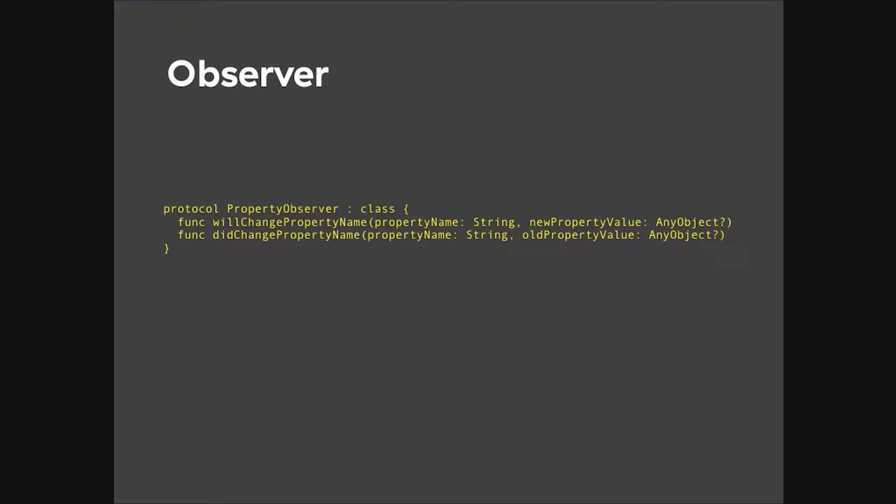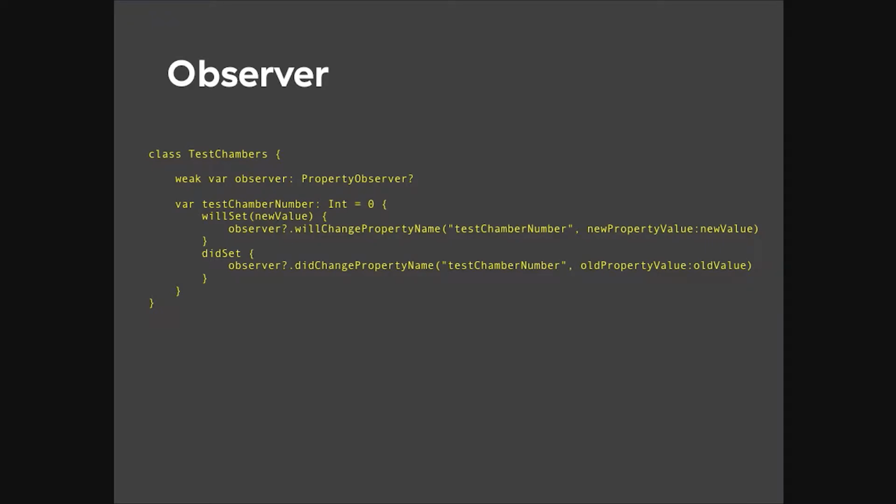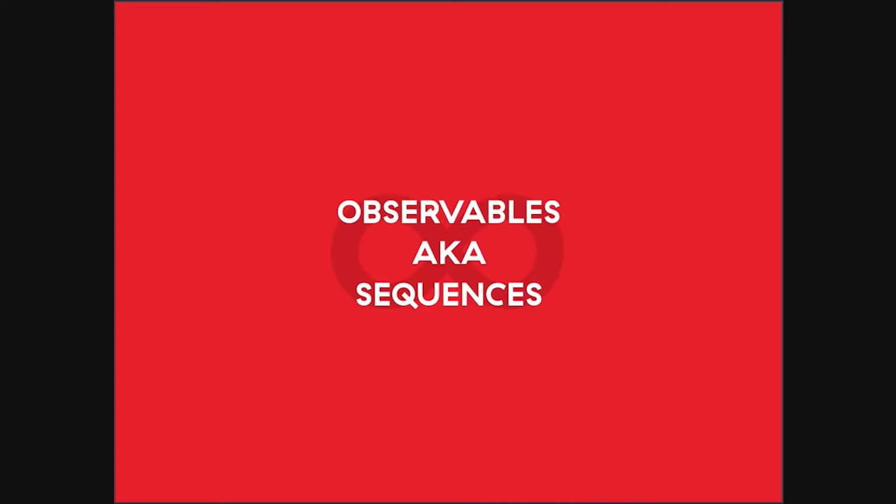You would create a protocol which will have these two properties, okay? And then you would implement it like this. You can use dynamic properties with willSet and didSet to notify your observers that there has been a change. Okay, so now that we know the observer pattern and iterator pattern, let's talk about observables or sequences.